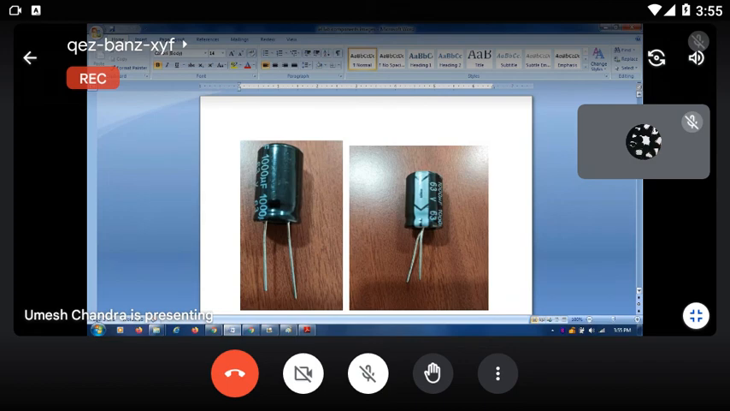Suppose you do not identify which side is positive and which side is negative, but you connect it reversely. Reversely means positive is connected to the negative of the supply and the negative is connected to the positive of the supply. And after that, what happens? Your capacitor may blast, may be damaged. Then before you connect the polarized capacitor in any circuit, first you identify their pins, which pin is positive and which pin is negative.